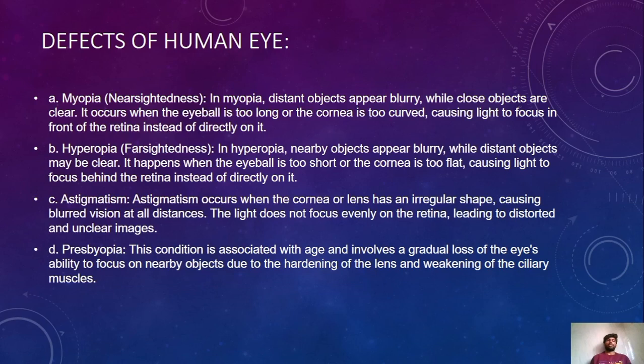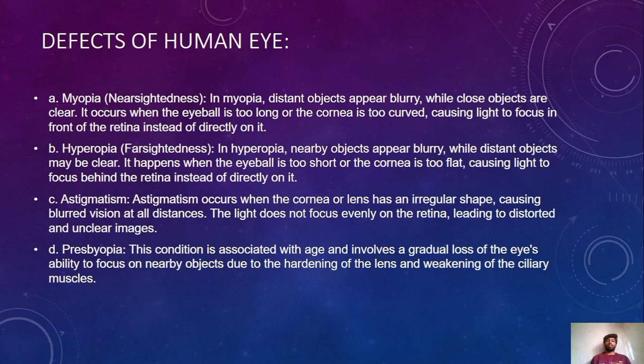Hyperopia, farsightedness. In hyperopia, nearby objects appear blurry while distant objects may be clear. It happens when the eyeball is too short or the cornea is too flat, causing light to focus behind the retina instead of directly on it.